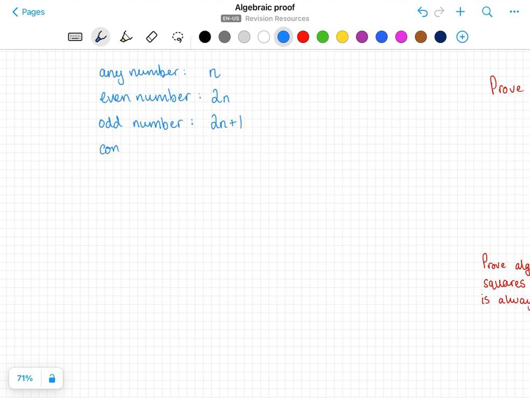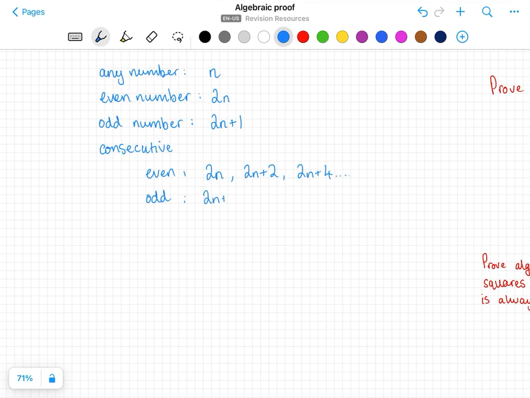The term consecutive means one after the other. So let's look at consecutive even numbers and then consecutive odd numbers. If 2n is our first even number, to get to the next even number, we add 2. And again, 2n plus 4, etc.